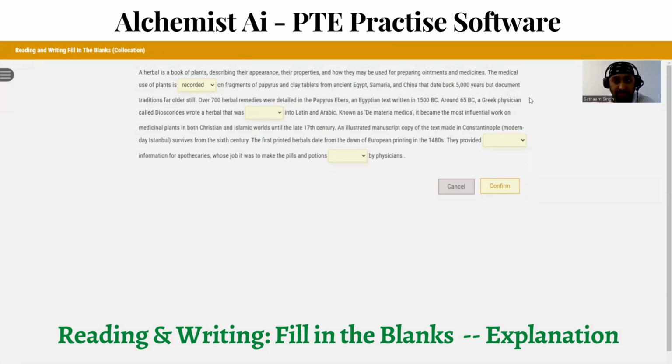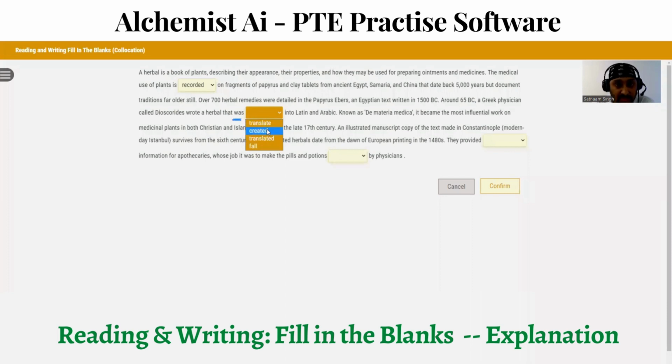Over 700 herbal remedies were detailed in the Papyrus Ebers, an Egyptian text written in 1500 BC. Around 65 BC, a Greek physician called Dioscorides wrote a herbal that was dash into Latin and Arabic. Again, after the word was, what do we mean? Was is also like a past word. I just showed it to you at the beginning, right? So let's have a look. So was dash into Latin or Arabic, because these are languages, quite naturally they were translated.